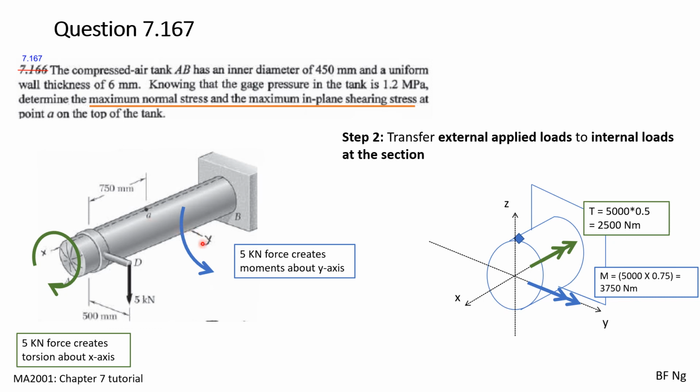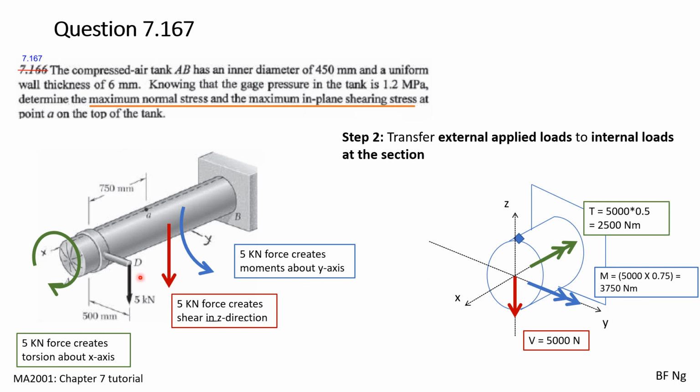About the y-axis at the cut itself, this external force will generate a moment about it, and this moment is 5 times 750 mm, which will give us 3750 Newton meters, and we use our right-hand rule to determine the direction of the double-headed arrow. For the z-axis, this 5 kilonewtons is along the same direction as the 5 kilonewtons. As such, there will be a shear of 5 kilonewtons over here. Remember, there are also stresses due to the pressure vessel.